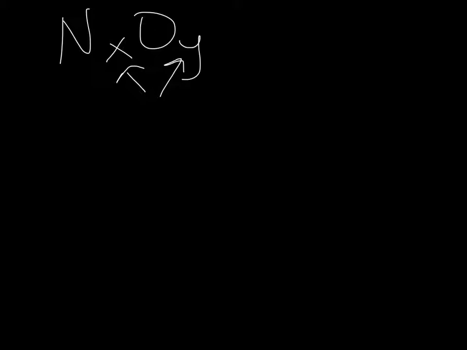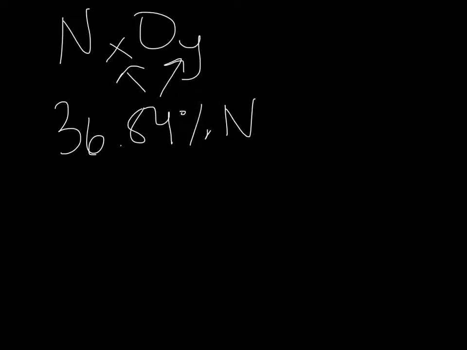One of them is a blue solid that comes apart reversibly in the gas phase. It contains 36.84% nitrogen, and I want to know my empirical formula.